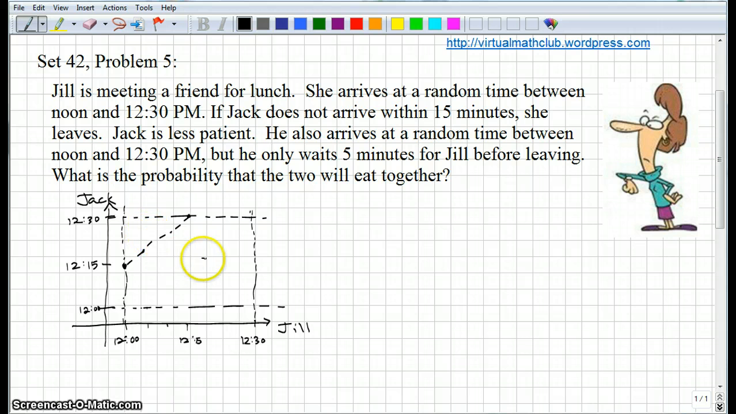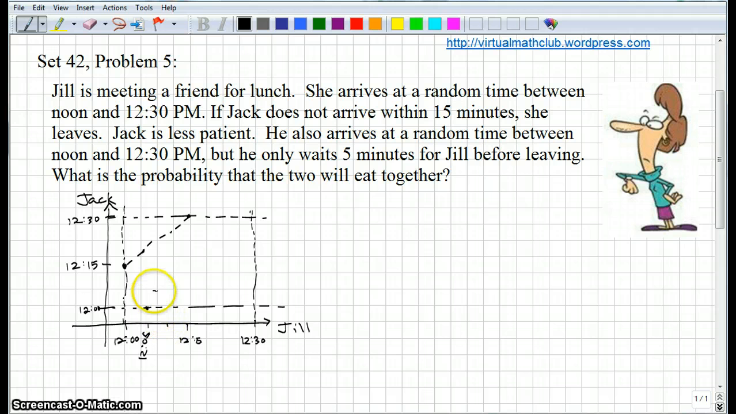Okay. So now let's look at the case where Jack arrives first. So if Jack arrives at noon, he's only going to wait 5 minutes. So Jill has to arrive by this time here, which is probably what, 12:05. Let me see if I can write that in there. 12:05. Okay. She has to arrive by that time. Otherwise, she'll miss him because he only waits 5 minutes.